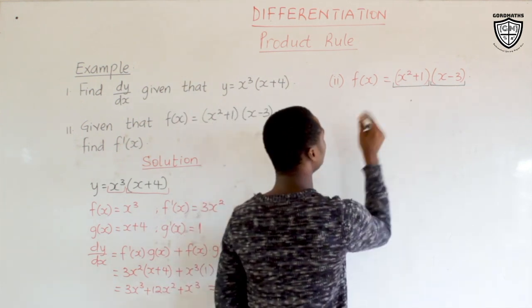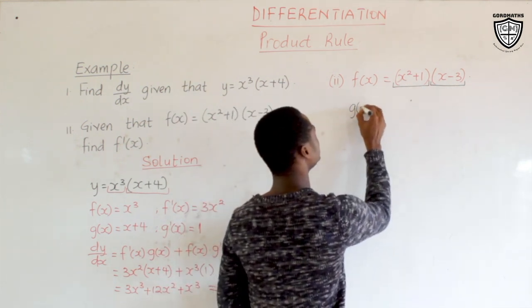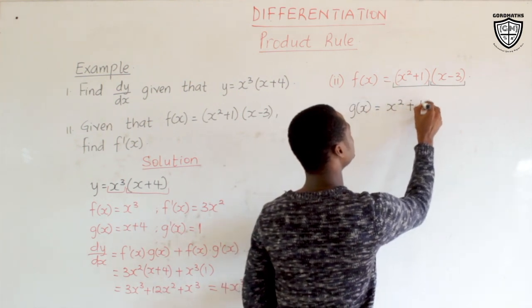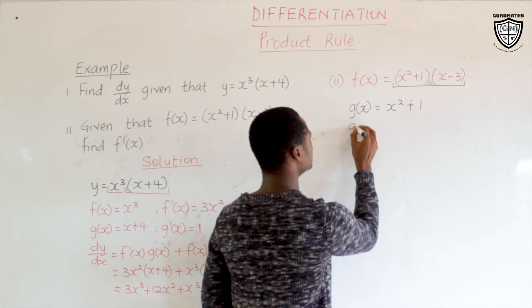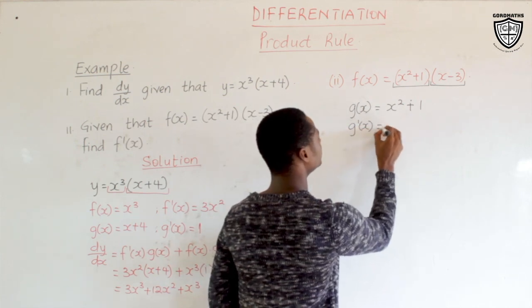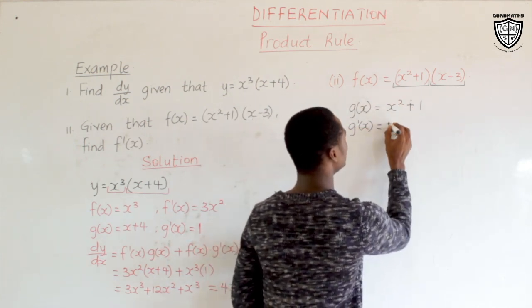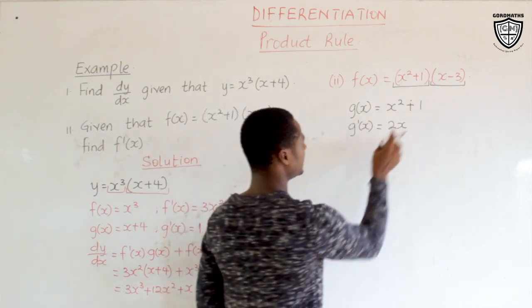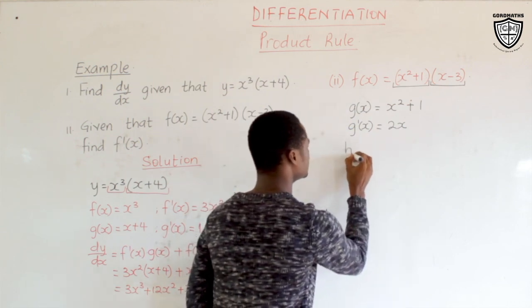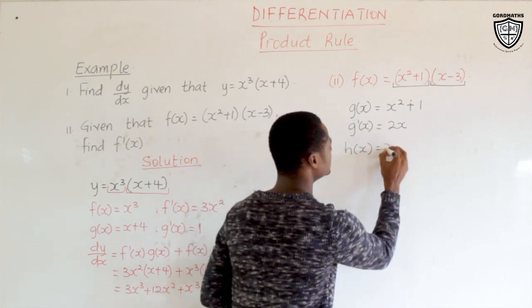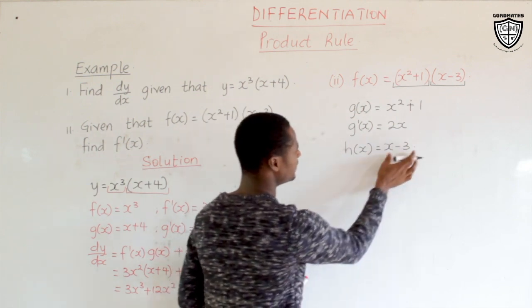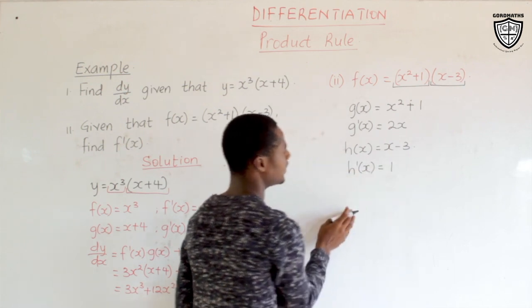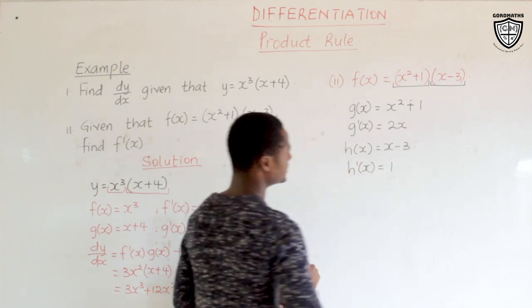So let's suppose the first function is g of x, and that is equal to x squared plus 1. When we find g prime of the first function, this gives us 2x, and the derivative of a constant is 0. Then the other function we can represent by h of x, which is x minus 3. The derivative of this function, h prime of x, is equal to 1. This gives 1 and the constant is 0.